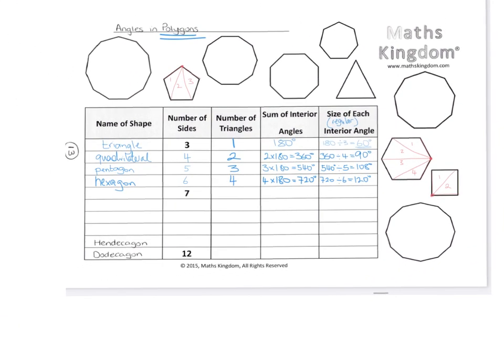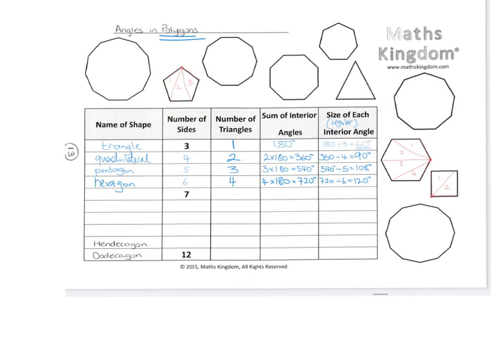Okay, right, now I want you to fill that in for obviously a 7, 8, 9, 10, 11, 12 sided shape. Okay, you can use all these shapes around the sheet to help you. All the best now, good luck.